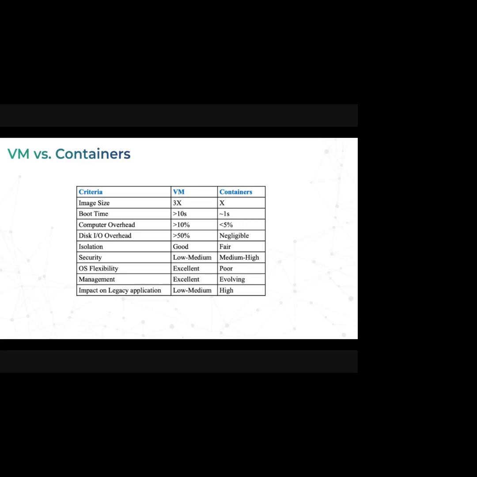OS flexibility, excellent for VM. OS flexibility is poor for containers, because again, you need to be very sure there are very limited image types and categories available, Alpine, Ubuntu, and all of this stuff, because they try to make the application as small and as fast as possible. So there is very limited OS support available. In case of VM, it's excellent. You can spin up Windows, Ubuntu, any version of Windows, or even Mac nowadays.